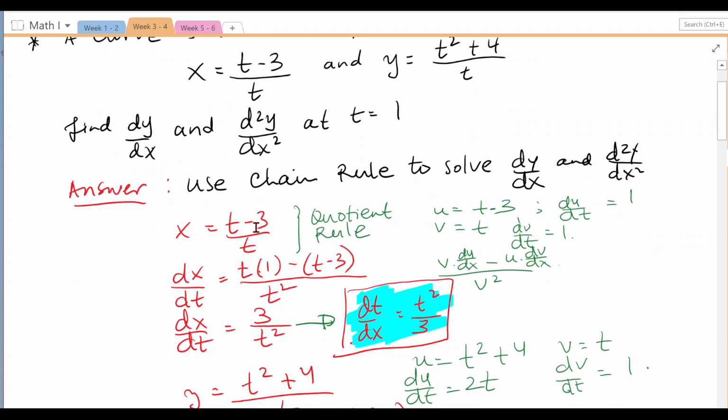We have x equals (t minus 3) over t. So what we can do is take the derivative of x with respect to t, not of y. Therefore we write down dx/dt. In this case, we have a quotient, a fraction, so we need to use the quotient rule, using the formula given here: (v times du/dx minus u times dv/dx) over v squared, which is dy/dx.